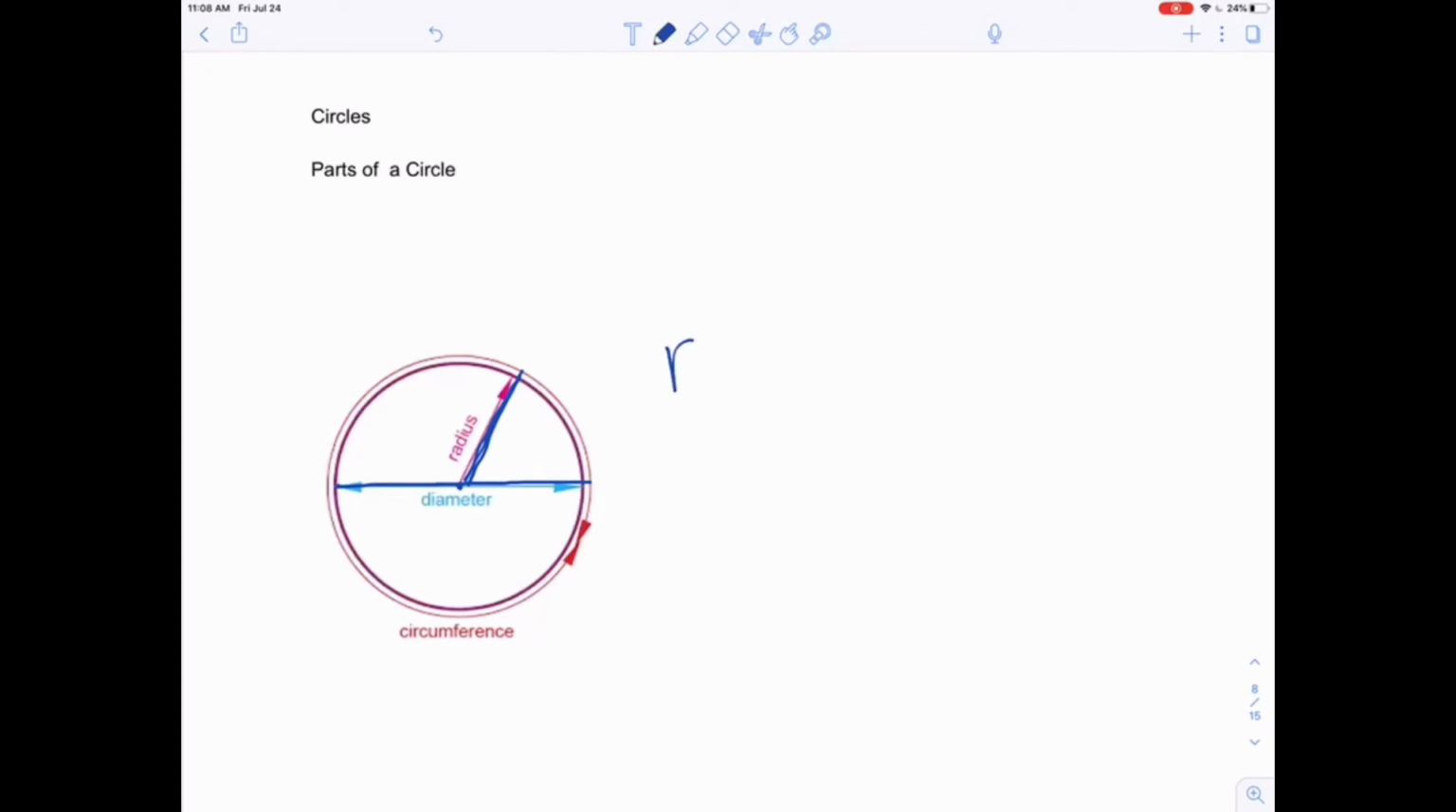Radius, okay, 2 times the radius is equal to the diameter. How do I know that? Because radius goes from the center to the edge and the center to the edge. So 2 radiuses put together, or radii put together, will give me the diameter, okay? Now that's important because sometimes a question will give you the diameter and ask you to find something for which you need the radius. When that happens, all we have to do is divide it by 2, okay?